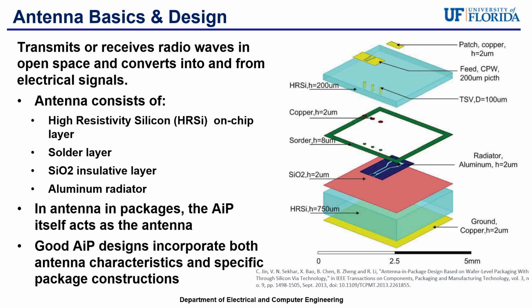Following the top HRSI layer are the solder and silicon dioxide insulated layers with a conductive radiator, aluminum in this case, that radiates the radio waves, which ends off with another HRSI layer and copper layer that acts as a ground. In antenna and packages, the entirety of the AiP acts as the antenna, package and all. Good AiP designs incorporate both traditional antenna characteristics and specific package construction.